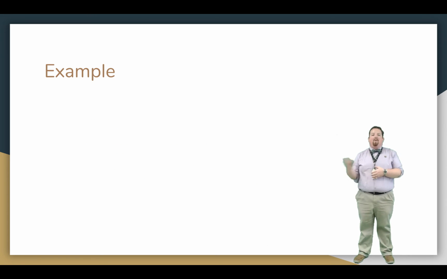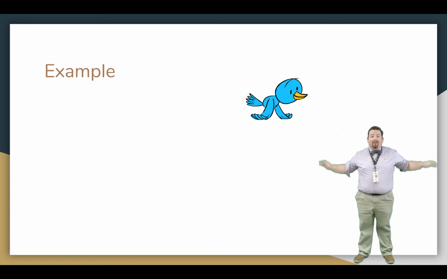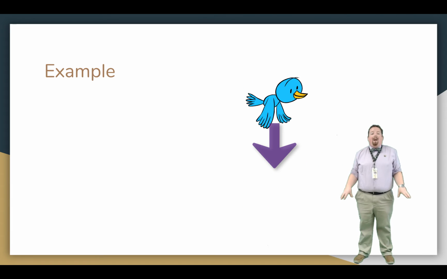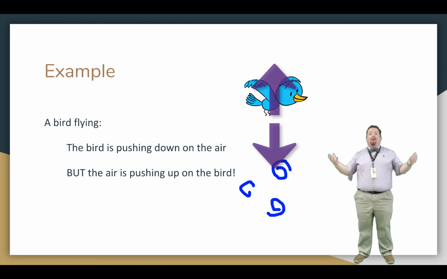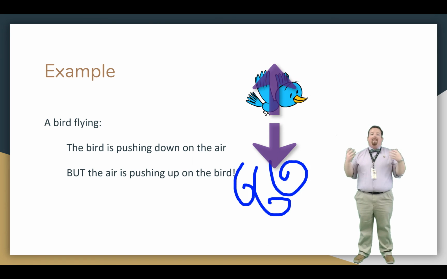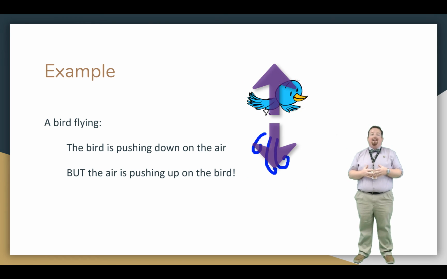Okay, so this works forwards and backwards, but what about up and down? Think about a bird. When a bird flaps its wings, it pushes downwards on the air. Newton's third law says that the air pushes upwards on the bird's wing with the same amount of force. This allows the bird to fly.